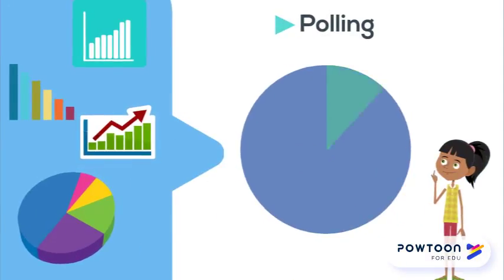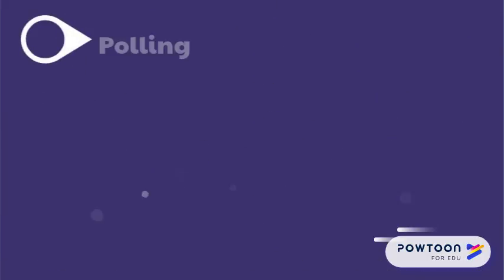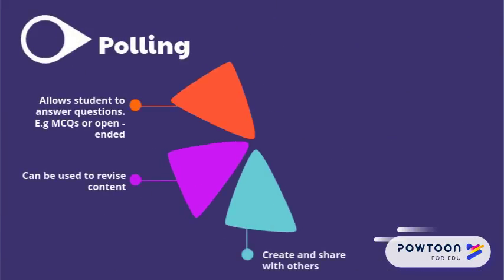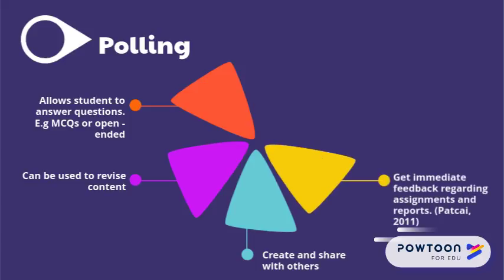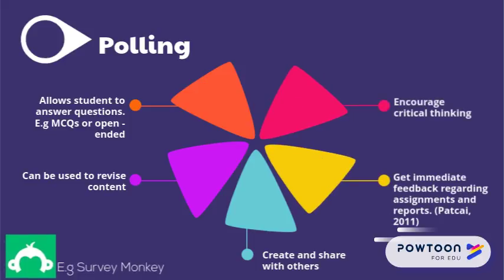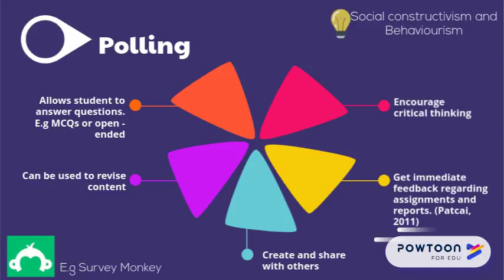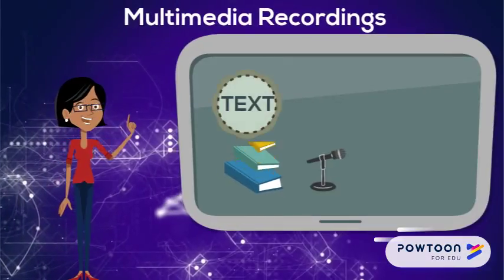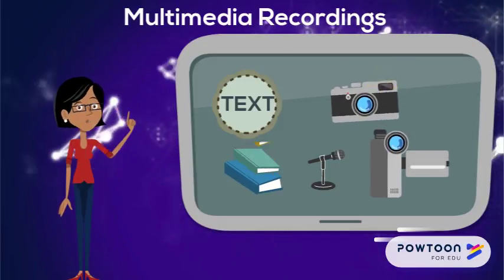Polling encourages critical thinking and can be used to garner feedback from students. It allows students to answer questions whether multi-choice or open-ended, and can be used to revise content in the form of quizzes. Students can also use polling to get feedback from their peers regarding their assignments and lab reports. Examples include SurveyMonkey.